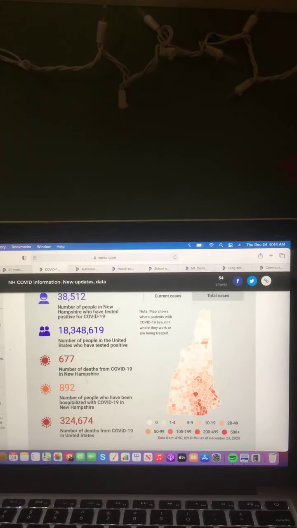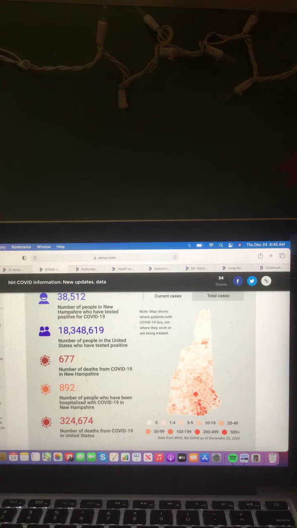COVID-19 in New Hampshire. Information, new updates and data. Let's take a look at that right now. And here is a look at that information for all of you right now. There are 38,512 people in New Hampshire who have tested positive for COVID-19. 18,348,619 people in the United States have tested positive. 677 deaths from COVID-19 in New Hampshire. 892 people who have been hospitalized with COVID-19 in New Hampshire. And 324 deaths from COVID-19 in the United States.